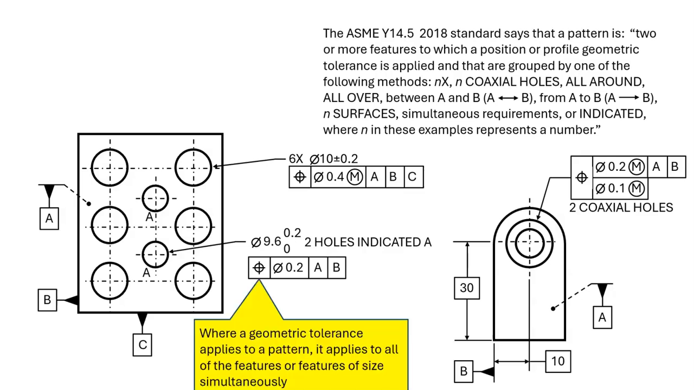A pattern means that the geometric tolerance applies to all of those features simultaneously. Think of it this way: the features in a pattern must be gauged on the same gauge at the same time. Here we see an example of nX, 6 times, and an example of indicated, and an example of coaxial.